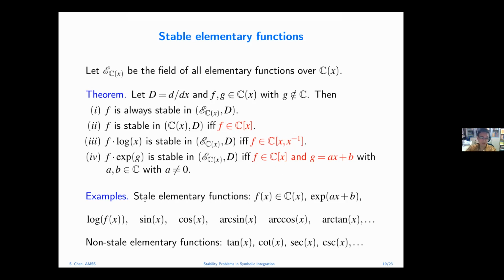In summary, we know some familiar elementary functions are stable. You can show that for any rational function f, log of f(x) is stable, and sine, cosine, arcsine are all stable. But there are some non-stable elementary functions. For instance, tan x is not stable. You can integrate once, but then you cannot integrate twice. So this is not stable. And cotangent, you can only integrate those elements once, but you cannot integrate infinitely many times. They are not stable.